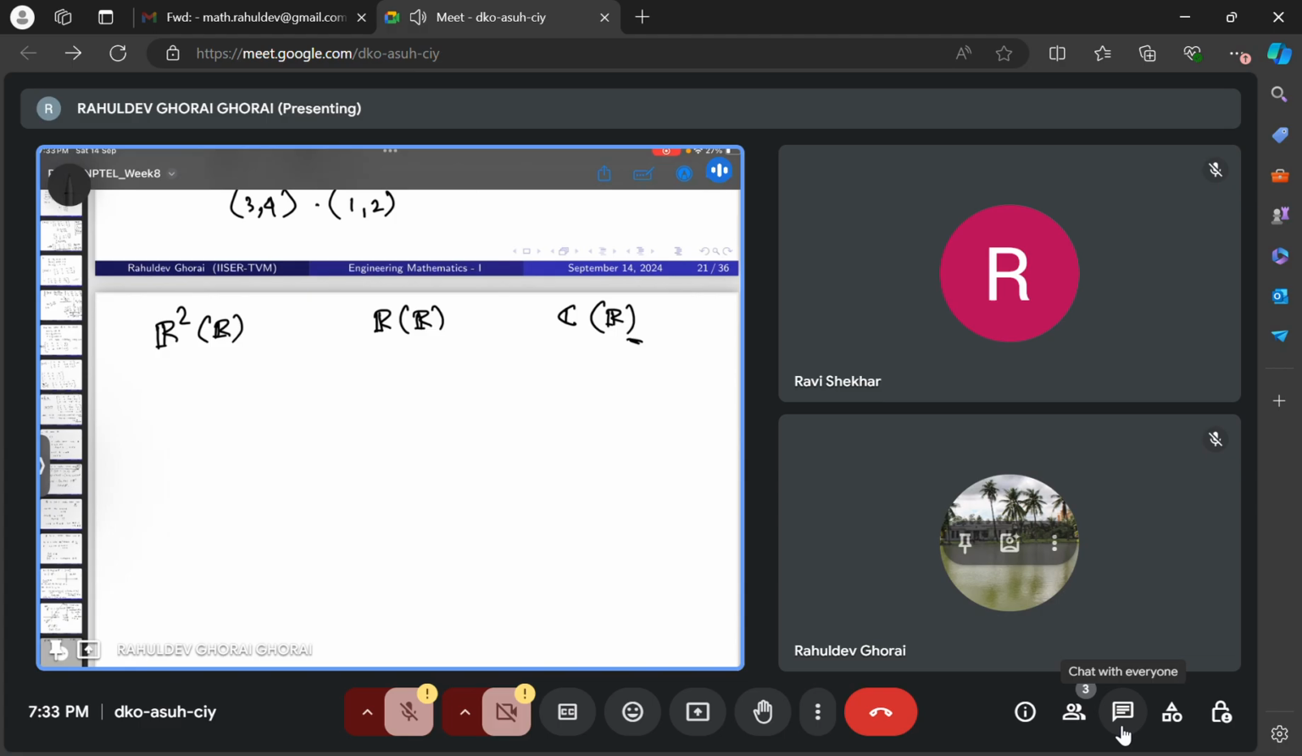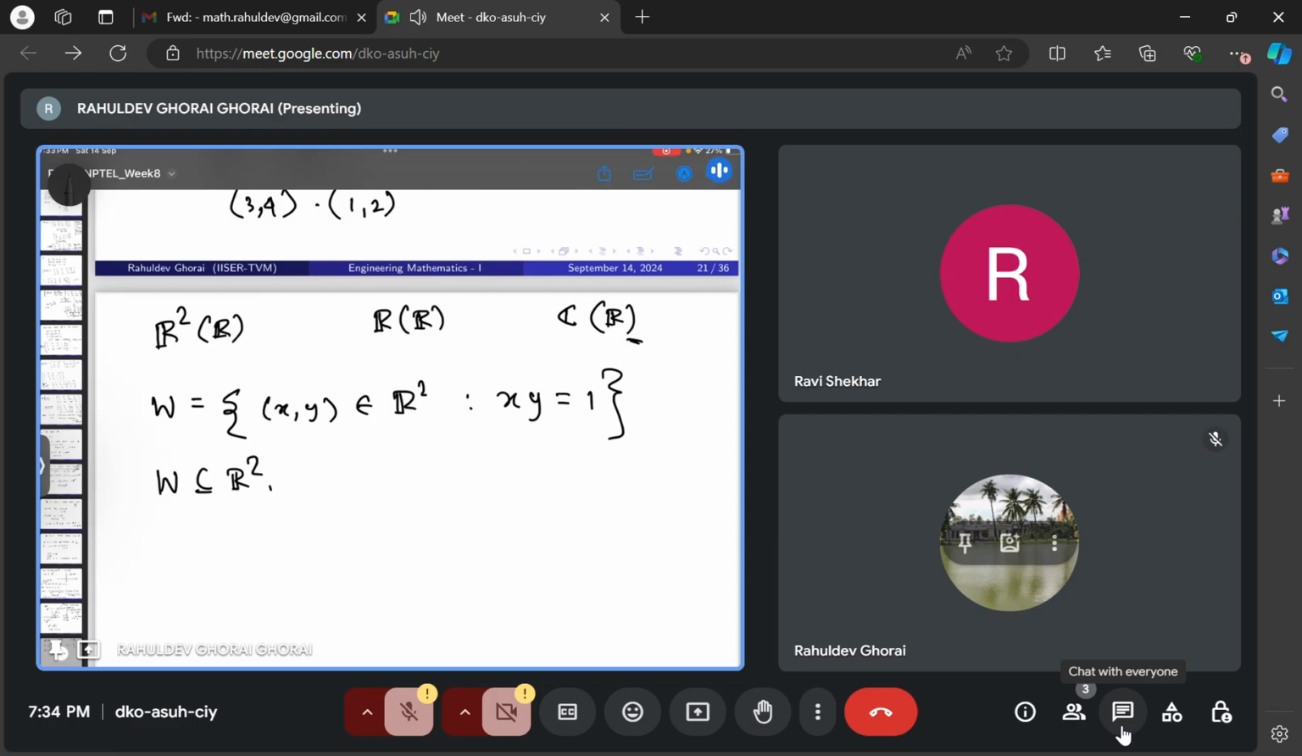Now suppose you have W, which contains those elements (x, y) of R2 such that xy is equal to 1. W is then a subset of R2. Can you say whether W is a subspace? In other words, whether W is a vector space.